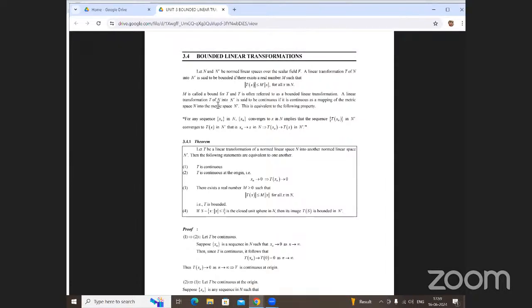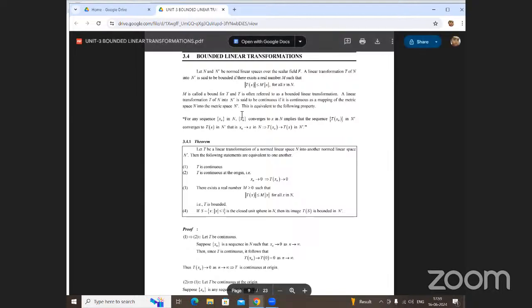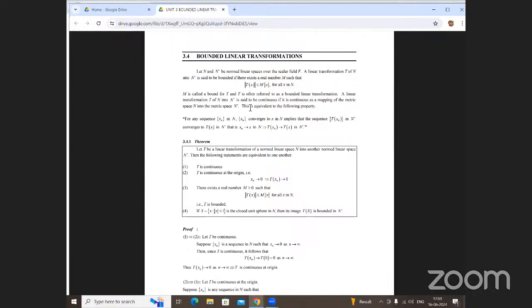So the transformation N into N dash is said to be continuous if it is continuous as a mapping of the metric space capital N into the other metric space N dash. What is the continuous mapping? If it is continuous as a mapping of the metric space capital N into another metric space N dash. That is the continuity discussed here.